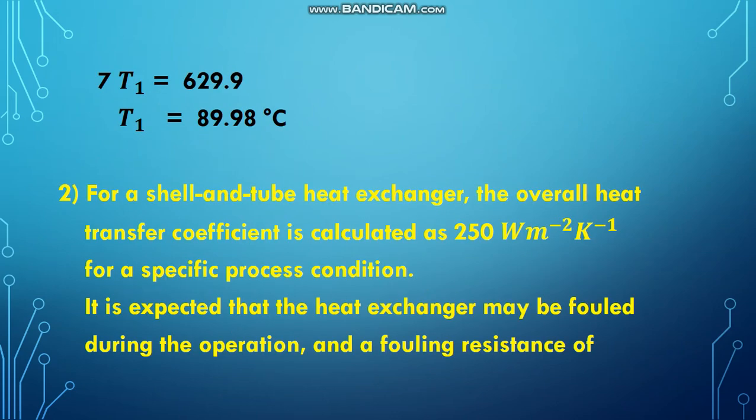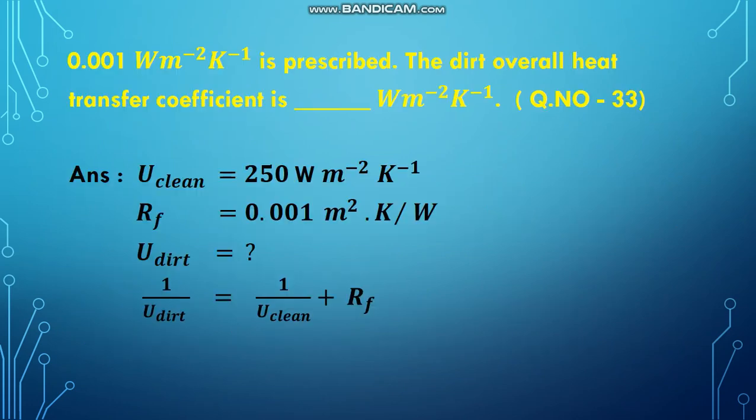for a shell and tube heat exchanger, the overall heat transfer coefficient is calculated as 250 watt per meter square Kelvin for a specific process condition. It is expected that the heat exchanger may be fouled during the operation and a fouling resistance of 0.001 meter square Kelvin per watt is prescribed. Similarly, the dirt overall heat transfer coefficient should be found out.